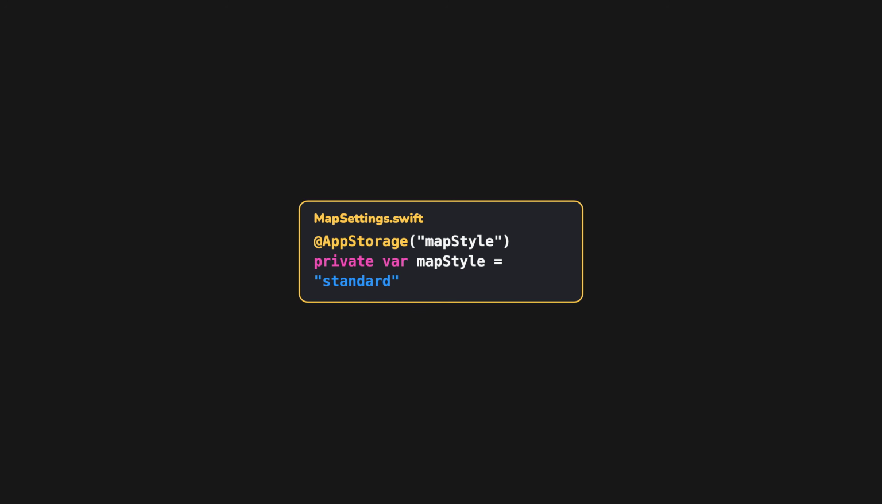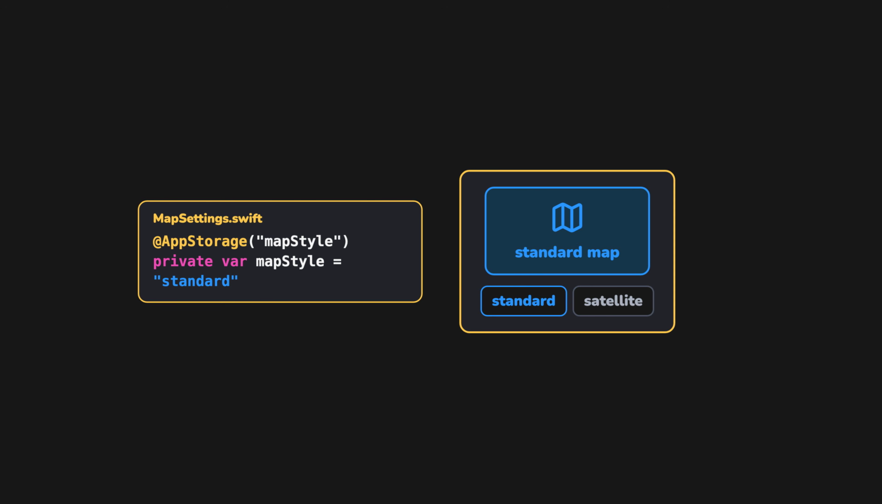On the other hand, for a small preference shared across launches, such as whether TrailNote uses satellite or standard map style, app storage can reflect a value stored in the user defaults. That setting belongs to the app experience rather than one specific node window.